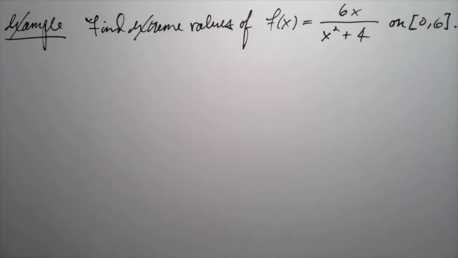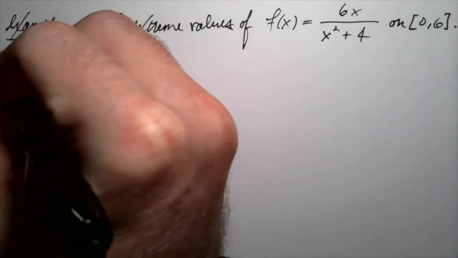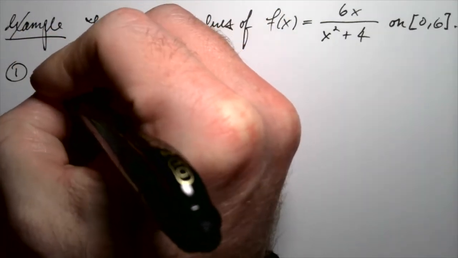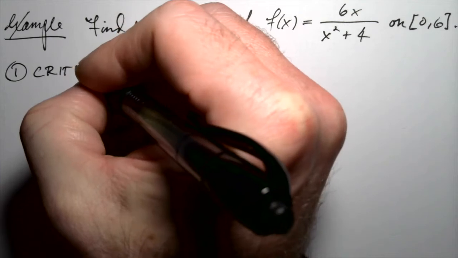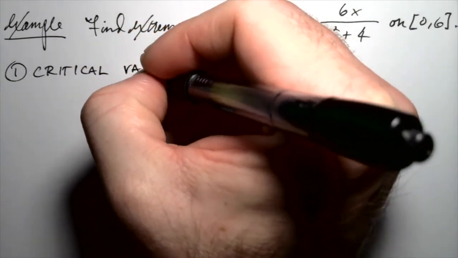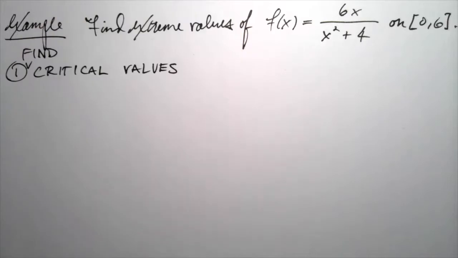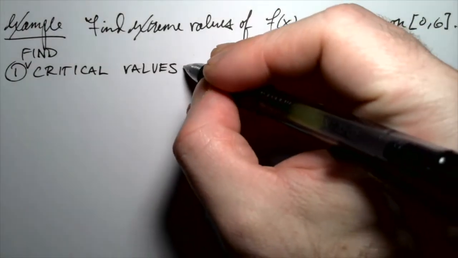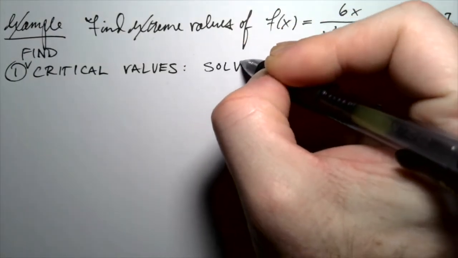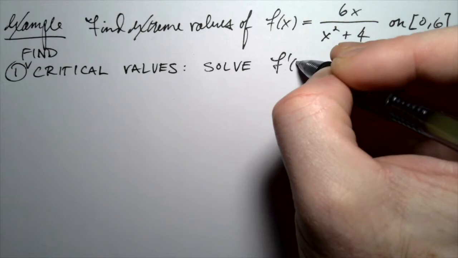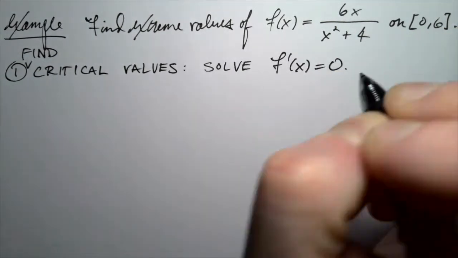First up, we're going to find the extreme values of the function f of x equals 6x divided by x squared plus 4 on the interval from 0 to 6. The process is entirely the same. We first need to find the critical values. Let's find those critical values. So, in other words, we need to solve the equation f prime of x equals 0.